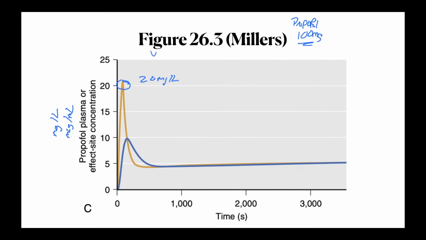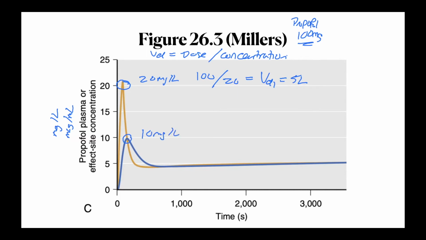And we know that the formula equals dose divided by concentration. So the dose here is 100 milligrams divided by the concentration, which is 20. And so VD1 equals 5 liters. Now, the blue line here represents the effect site. And at the peak effect, you have a plasma concentration of 10 milligrams per liter. And so 100 divided by 10 means that the volume of distribution at peak effect equals 10 liters.